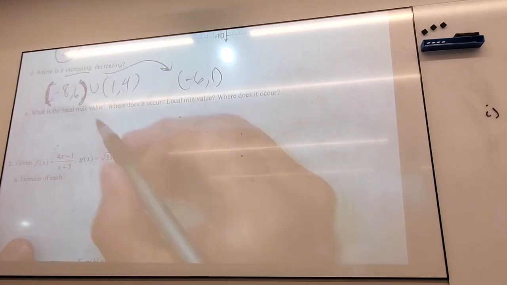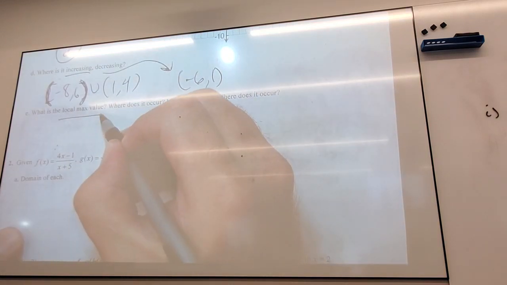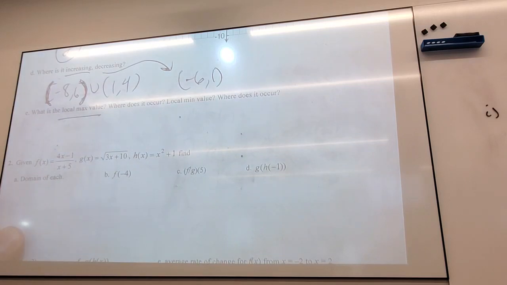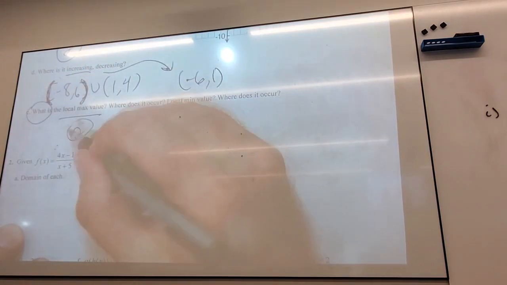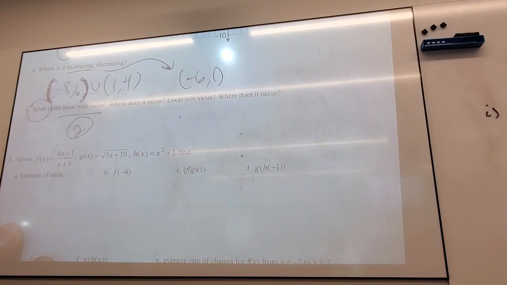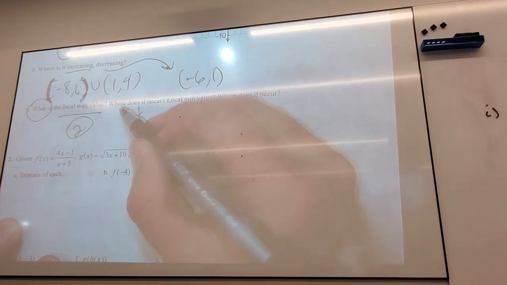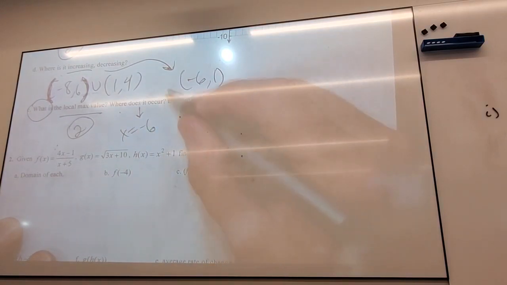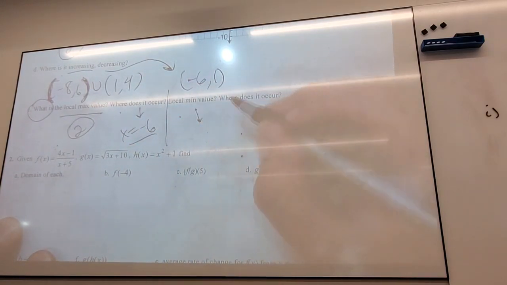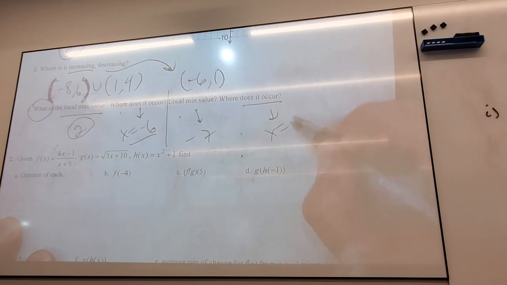Local max value: 2. Not where is the max value. It is 2. What is the max value? It's 2, located at x equals -6. Where does it occur? X equals -6. Local min value: -7. Where does it occur? At x equals 1. X equals 1.